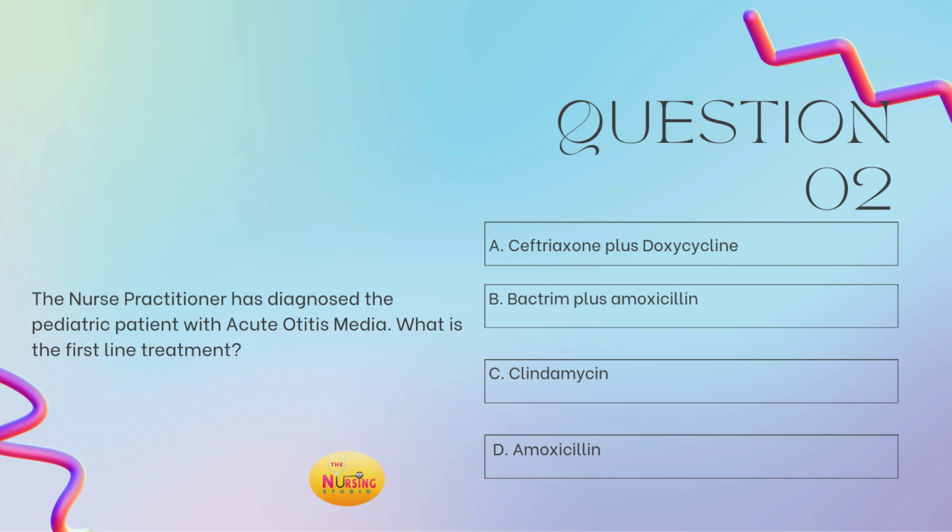Think of the A's as an A with acute otitis media, A for amoxicillin. Then the next line is A for Augmentin. It's the same for adults as well as our pediatric patients. So again, the best answer here was D, amoxicillin.